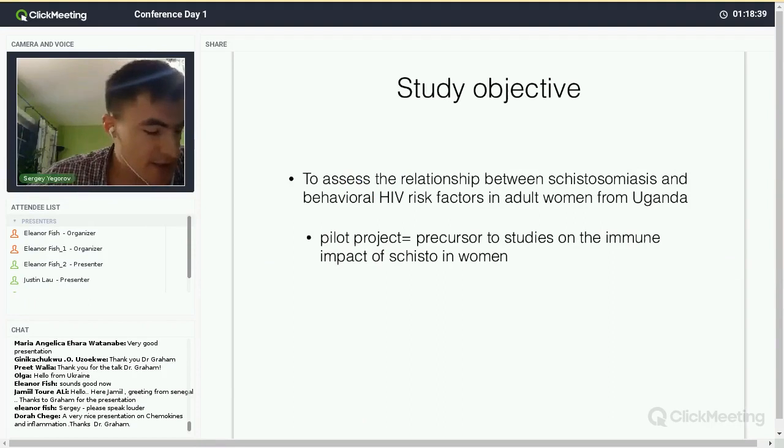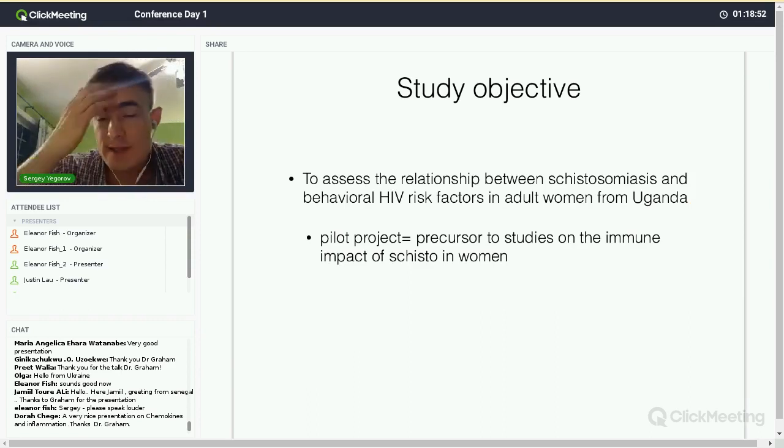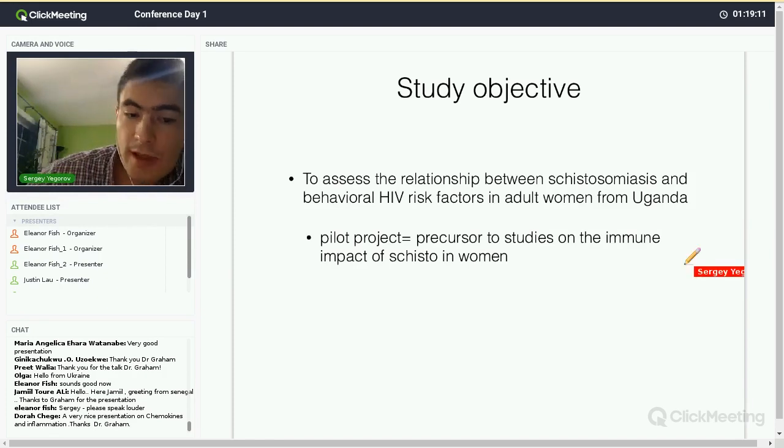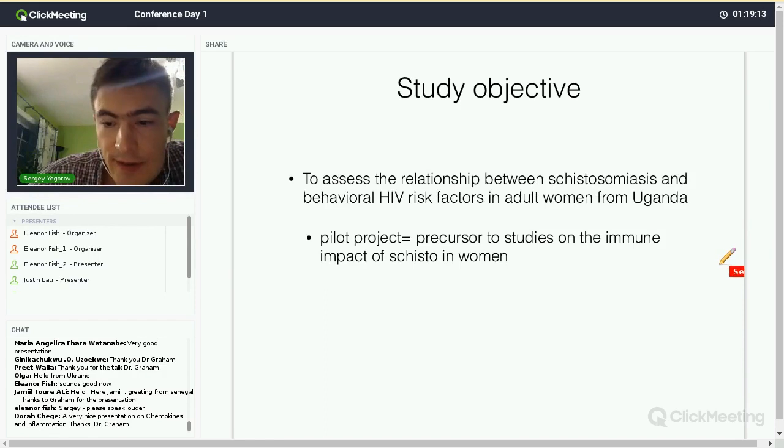So the objective of our study was to assess the relationship between schisto infection and behavioral HIV risk factors in adult women. We wanted to do this as part of a larger clinical study where we wish to assess the immunological effects of schistosomiasis and HIV susceptibility. And as you know, if you are doing a clinical study, you want to take into account every possible confounder that there is.